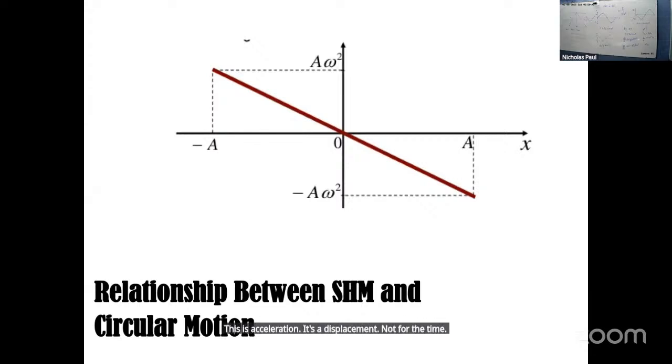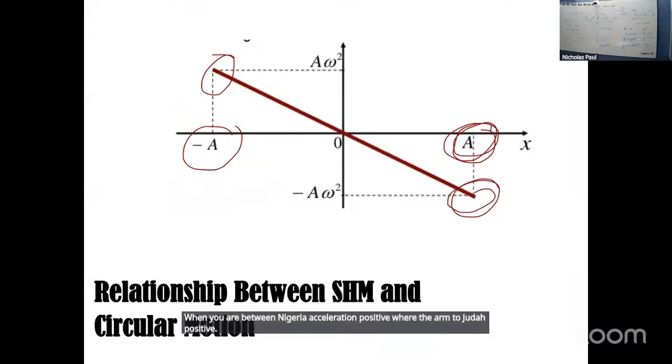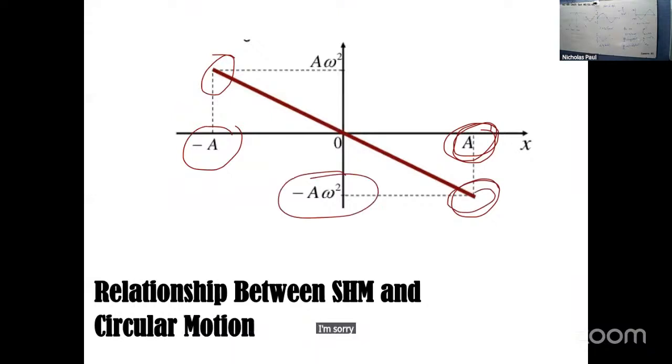Right, so your graph looks like that. When your displacement is negative, your acceleration is positive. When your displacement is positive, your acceleration is negative, right? That's what the graph is showing you, things that we know already, right? They use A instead of X naught, right? X naught means amplitude.